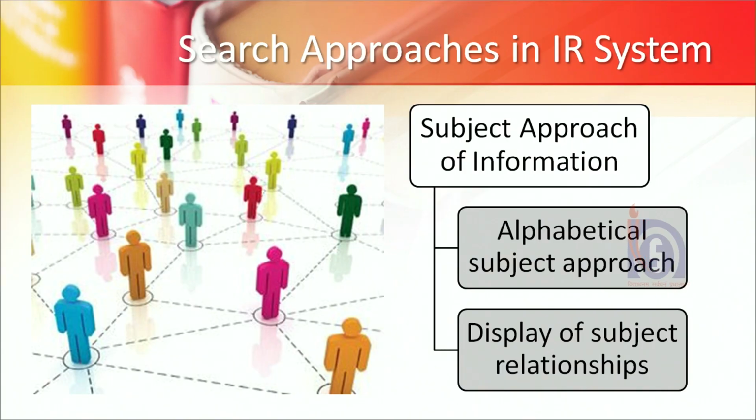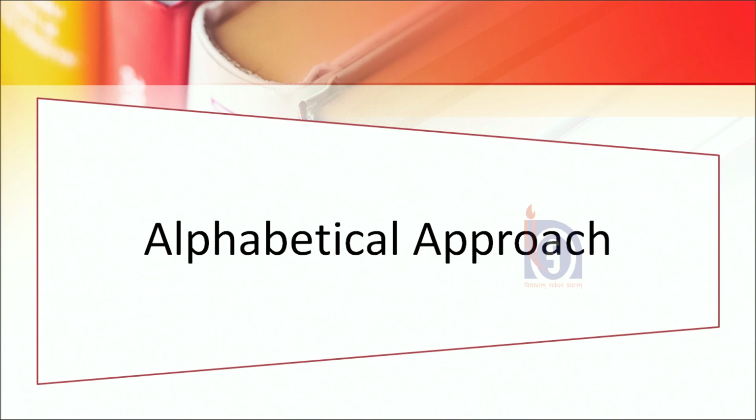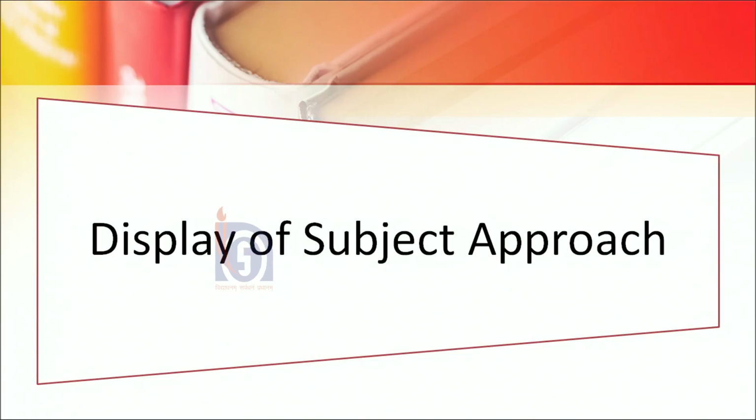There are various methods of providing information contained in documents using subject approach. Two chief methods are the alphabetical subject approach, and the second one is the display of subject relationship. So, now we will discuss the alphabetical approach. Here the items of information are first grouped under the subject and then arranged according to alphabetical order so that specific subjects can be retrieved easily. Some problems to be overcome here are those relevant to synonyms, homographs, and so on.